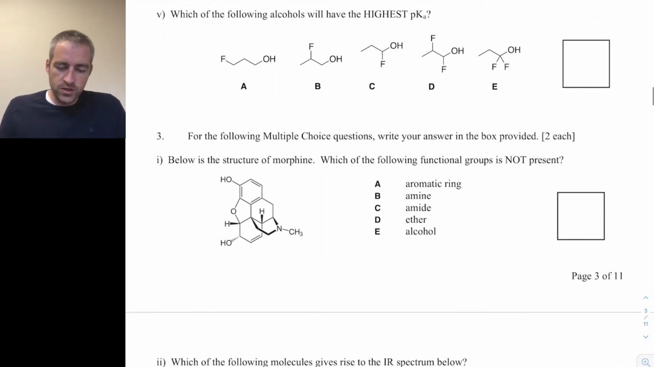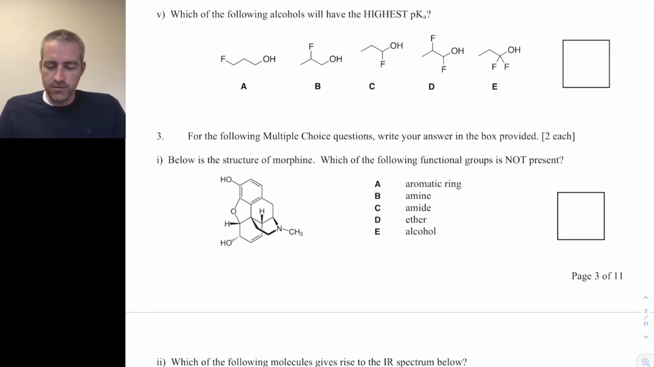Number 5 says, which of the following alcohols will have the highest pKa? Highest pKa means weakest acid. Stronger acids have lower pKa's. So in terms of acidity, these are all OH acids. And so you can't rank them based on the atom the hydrogen is attached to, because it's always oxygen.